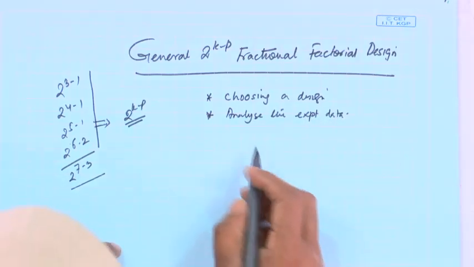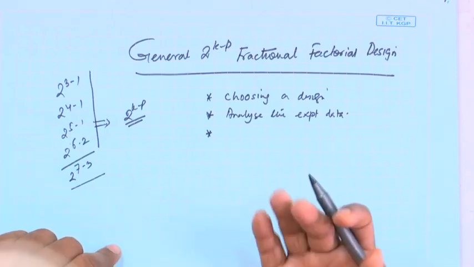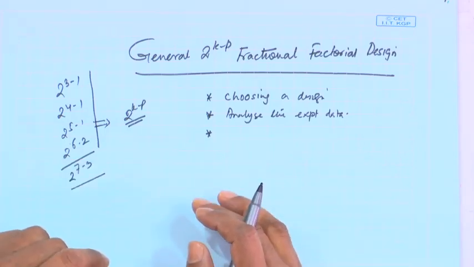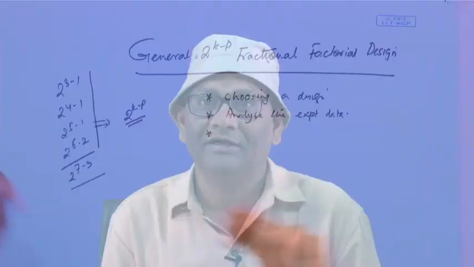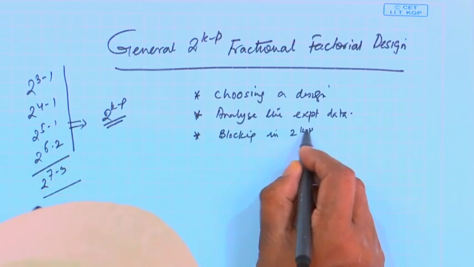And you may find out that there will be situations where even in the fractional factorial case you cannot complete all the 2 to the power k minus p runs in a single homogeneous condition. Under such a situation you are required to employ blocking. So, we will give an idea of blocking in the 2 to the power k minus p design.